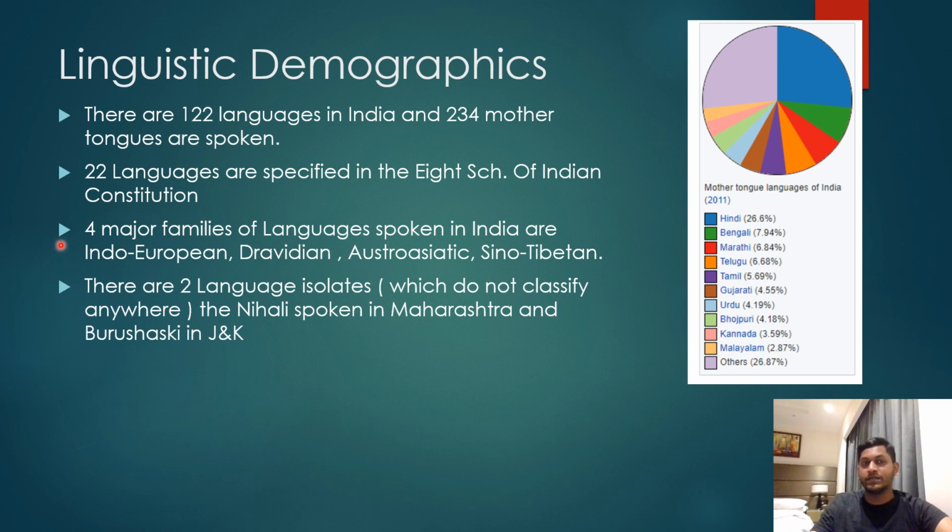मोस्ट ऑफ द नॉर्थ इंडियन लैंग्वेजेस आर इंडो यूरोपियन लैंग्वेजेस, इंडो आर्यन लैंग्वेजेस. Then there are Dravidian languages. Austroasiatic are the languages which are spoken in the tribal areas, and Sino-Tibetan are spoken in the areas of Sikkim, the parts of northeastern states, and Leh Ladakh province. So these fall under this family. These are language families. Now there are two language isolates. Okay, so just if they ask in prelims, which do not qualify anywhere: one is Nihali, which is spoken in Maharashtra, and one is Burshaki, which is spoken in Jammu and Kashmir. So they do not classify under any of these four families.